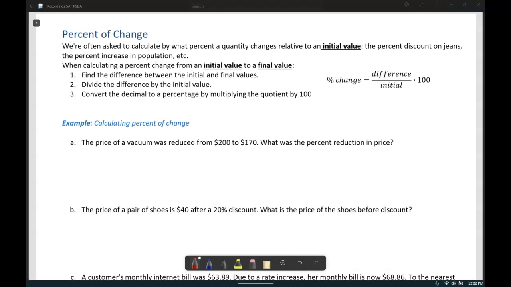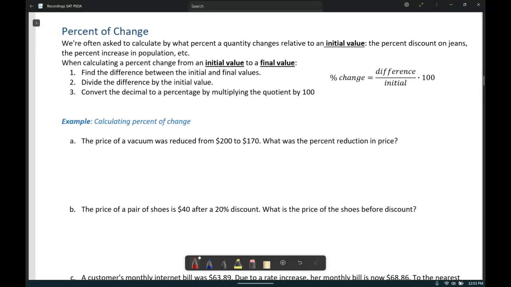Now, we can also be given different things, such as the percent of change, and not be given the difference or the initial. So we can use this formula as a general algebraic equation, and we can solve for whatever missing value we have. So we're looking at the price of a vacuum that was reduced from $200 to $170. What is the percent reduction of the price?